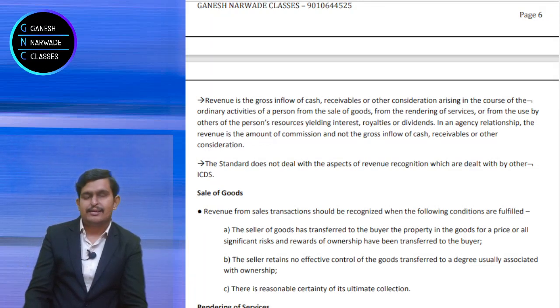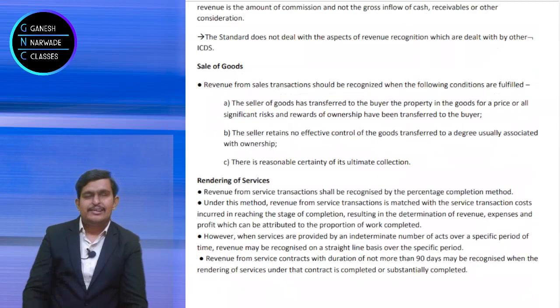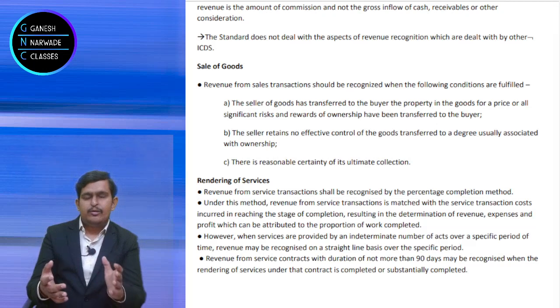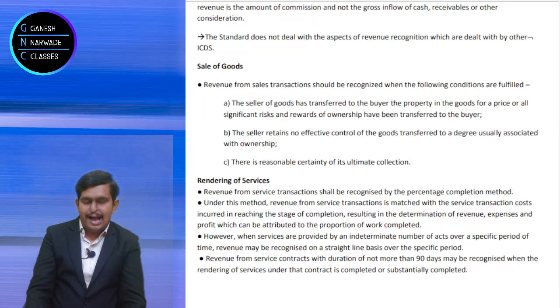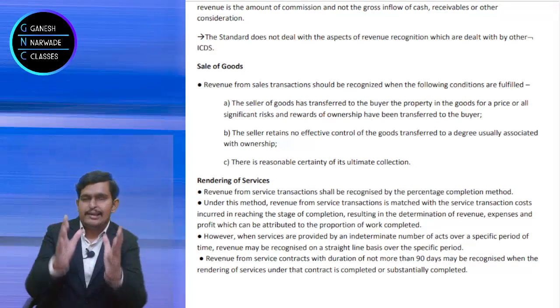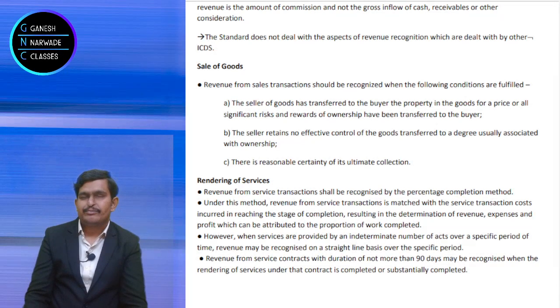Clear? Yes, sir. Suppose it is more than 90 days, then what? Then decide, is it for a certain fixed period? If it is for a fixed period, then over the period you distribute the revenue. Suppose, for example, I took an internet connection from ACT FiberNet for 1 year, from January to December. Then whatever I paid to ACT FiberNet will be distributed equally over the period by ACT FiberNet, correct? And revenue will be recognized accordingly. Clear? On a straight line basis.